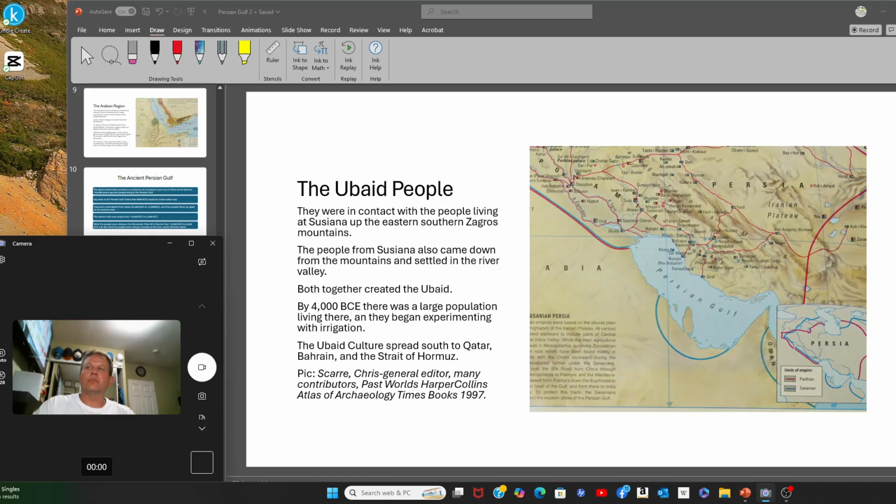The Ubaid people. They were in contact with the people living at Susiana up the eastern southern Zagros Mountains. The people from Susiana also came down from the mountains and settled in the river valley. Both together created the Ubaid.